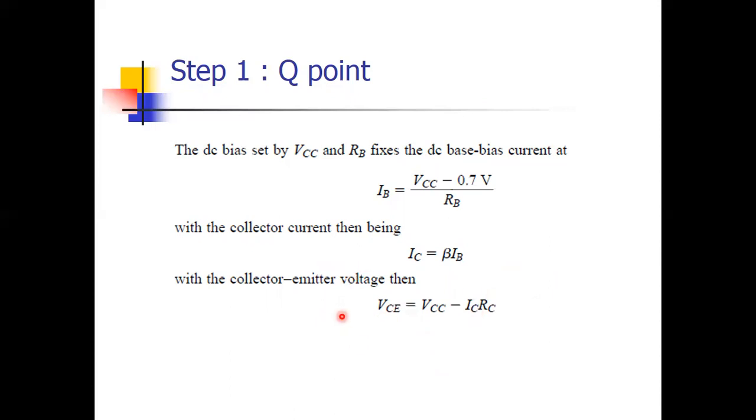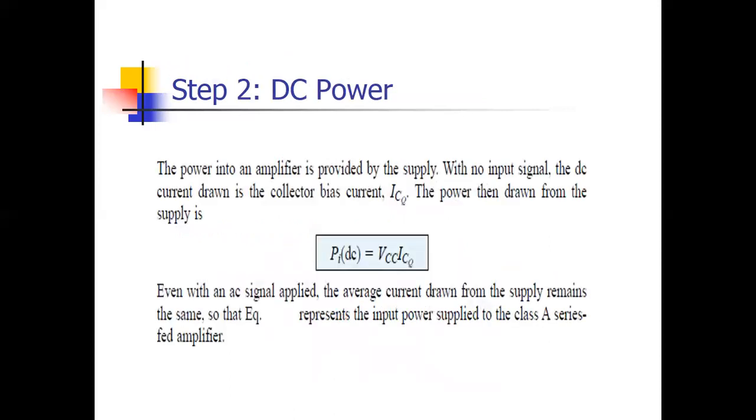That is step number 1. Step number 2 means we have to calculate the DC power. Okay. So whatever power is in the amplifier is provided by the DC supply. DC supply means when no AC signal is applied, means purely DC is there. The DC supply is VCC and the DC current is your ICQ, the quiescent current. Okay, because after doing DC analysis you are finding the quiescent current IC.